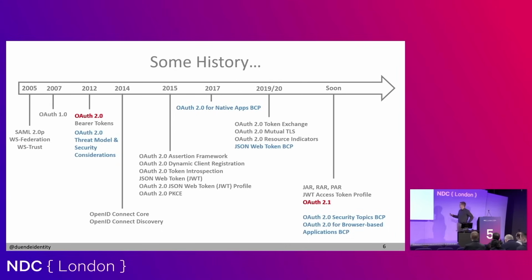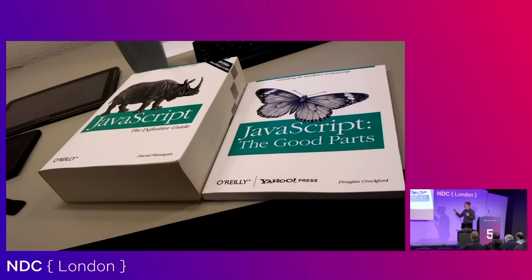Along the line, there have also been some best current practices, BCP documents, published, which are advice on how to use it. And it all really comes down to something similar to this. Have you seen this book, JavaScript: The Definitive Guide versus The Good Parts? I read the right one, JavaScript: The Good Parts, and that's about all the JavaScript I know. And that's all about the JavaScript you need to know to be productive in JavaScript. The Definitive Guide is so much more. And it's the same with OAuth.